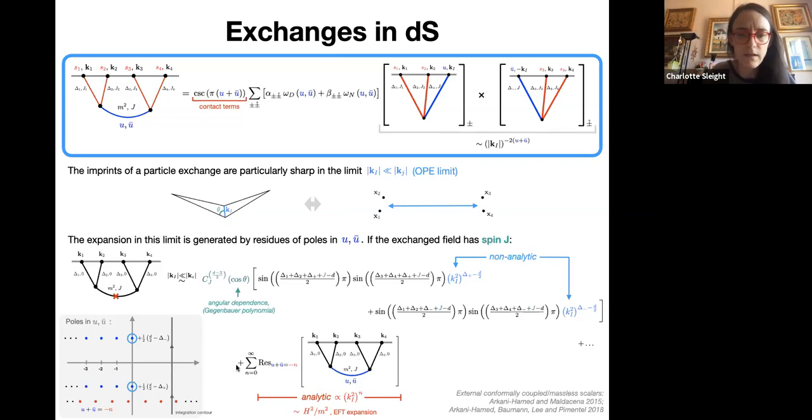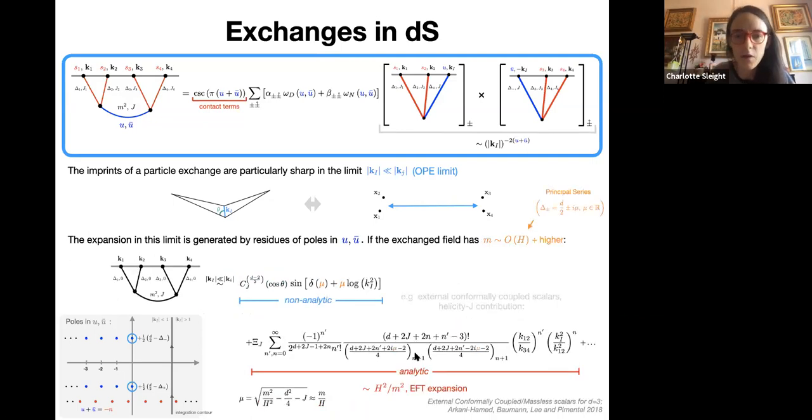Yeah, so in certain cases, the coefficients of these terms are rather simple. If your external fields are conformally coupled scalars, these coefficients take the form shown here on the slide, which you get by just evaluating the Mellin integrals in the case of external conformally coupled scalars. The precise form of these coefficients is not so important, but what you should note is the dependence on the mass of the exchange particle, which enters through this parameter mu. And this tells you that these coefficients admit an expansion in the inverse mass of the exchange particle.